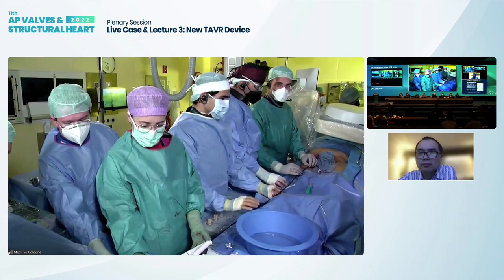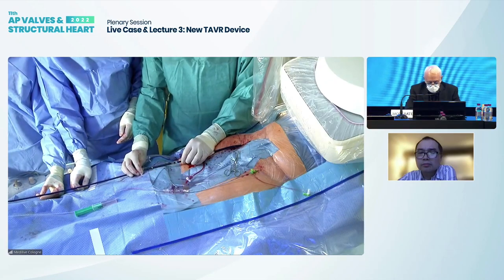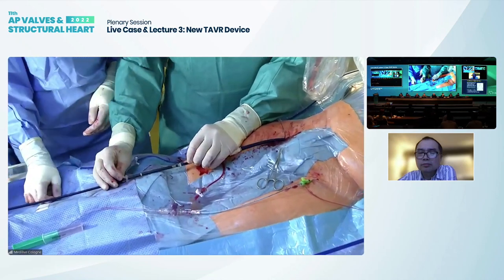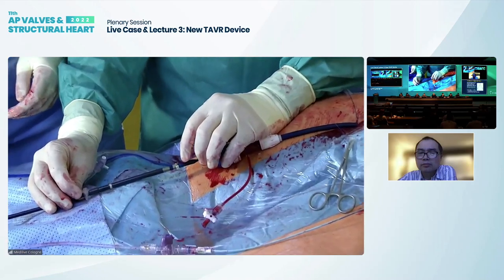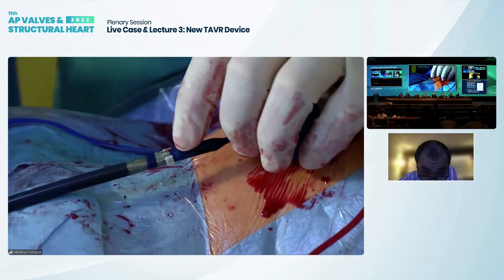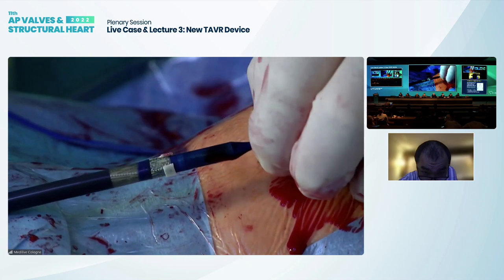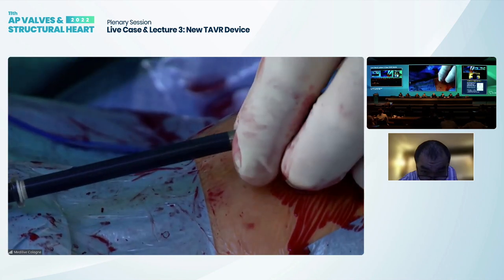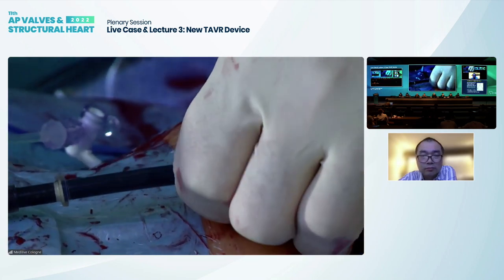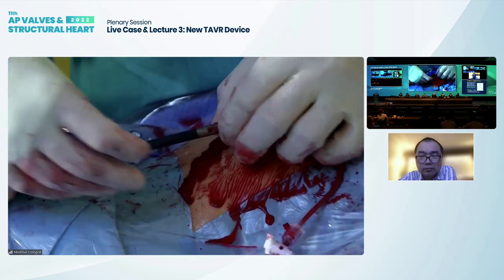Okay, perhaps we can have the camera here on the sheath to my hands. What you can see here, these are the tips of the locators, and they are outside the covering system. So this is going to be critical that you be very gentle in inserting this.